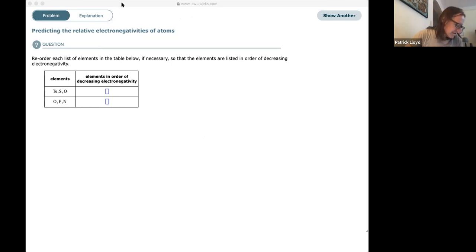Okay. Predicting the relative electronegativity of atoms. Reorder each list of elements in the table below, if necessary, so that the elements are listed in the order of decreasing electronegativity. So you want to put them in the order so that it's getting smaller. So you put the largest one first and then the smallest one. And for this particular example, really what they're doing is they're showing it to you within either the same row or the same column.